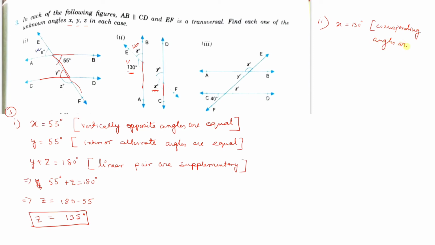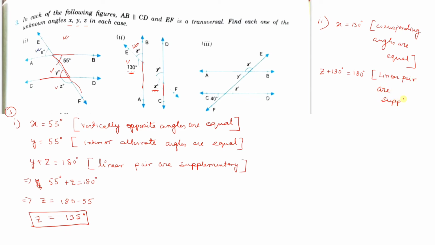angles are equal. Okay, if I rotate this whole diagram, it will become number 1. So 130 and x will be corresponding angles. Next you have to find the value of z. So z and 130 are forming a linear pair. Look at this, here y and z were forming a linear pair. Here z and 130 are forming a linear pair. So write down z plus 130 degrees is equal to 180 degrees. Reason will be linear pair are supplementary.